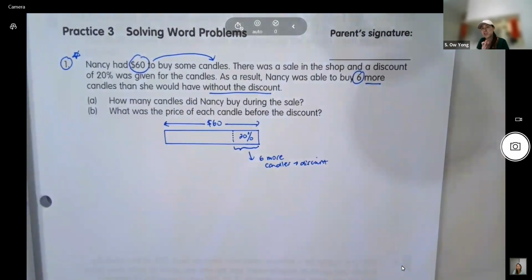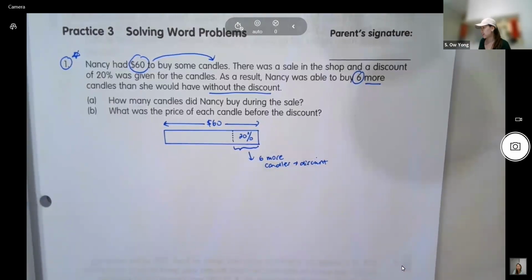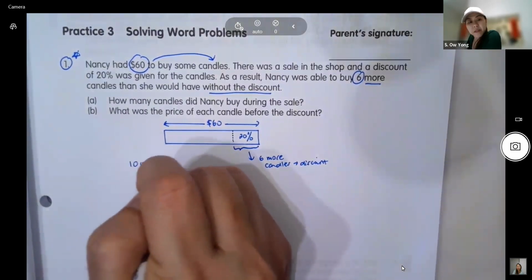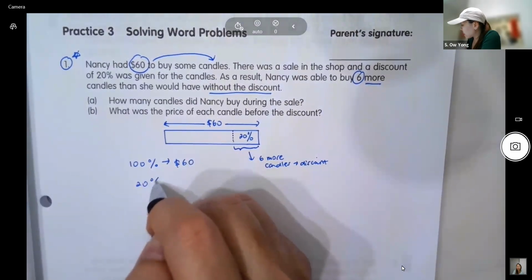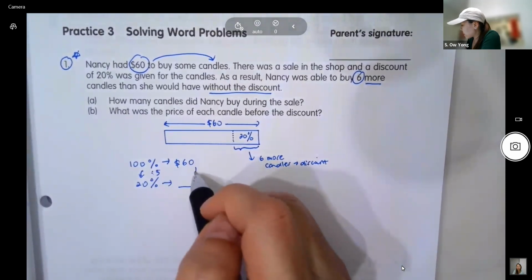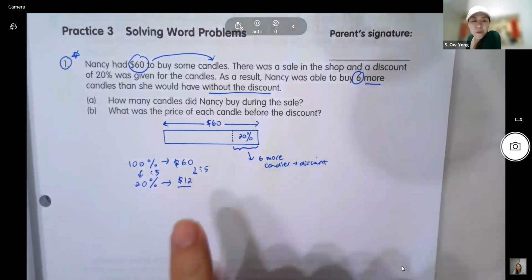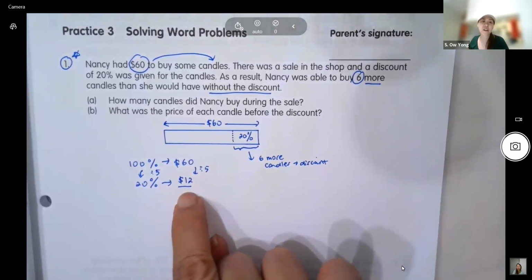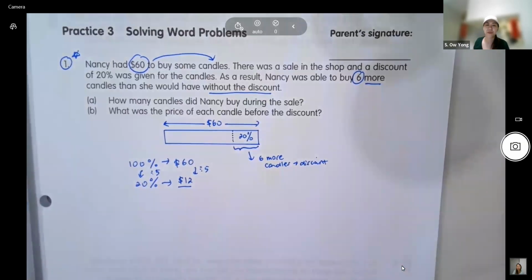Okay, so my first question is, how much money did she save? How much money was she able to use to buy the 6 more candles? So what you can do is, you take 100%, arrow, $60. Then you find out what this 20% is. So what do you get? You get $12. So for this discount, she doesn't need to pay this $12. With this $12, she's able to buy 6 more candles.